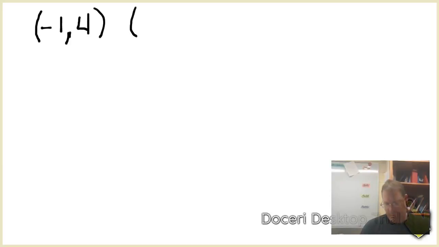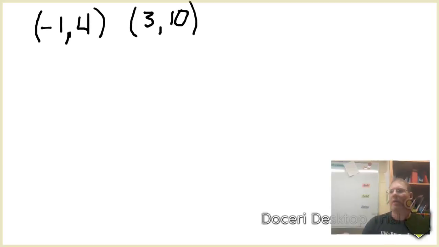Good. Now, sometimes you will be given, instead of a point and a slope, 2 points. So let's just say that you know it goes through (-1, 4) and (3, 10). And they want you to come up with the equation in slope-intercept form.